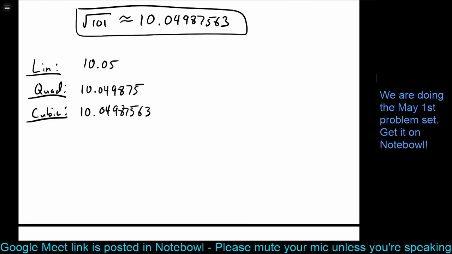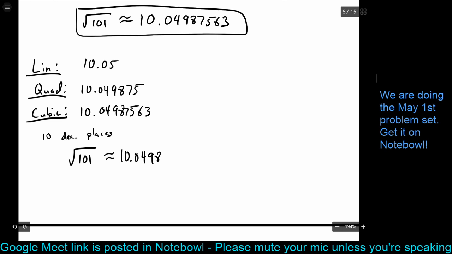Is this enough? 1, 2, 3, 4, 5, 6, 7. We'll do one more. Okay. So, accurate to 10 decimal places, the square root of 101 is 10.04987,56211.